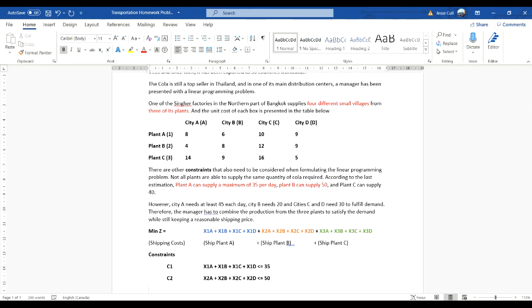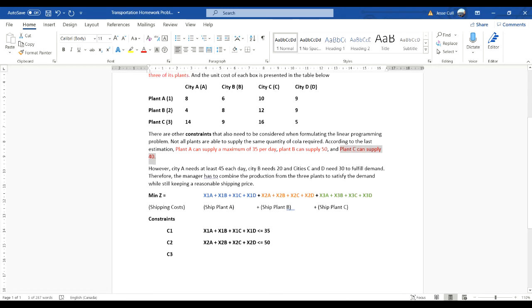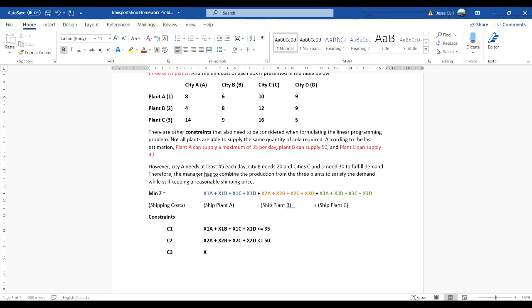So we go down, we do number 3. And we see here plant C can supply 40. Okay, so we come over here, x3a plus x3b plus x3c plus x3d is less than or equal to 40, which is their level of supply.